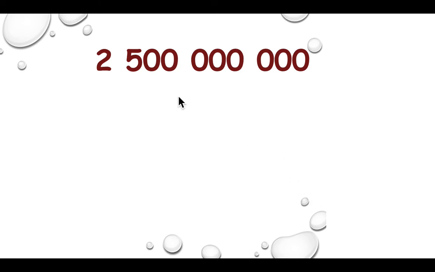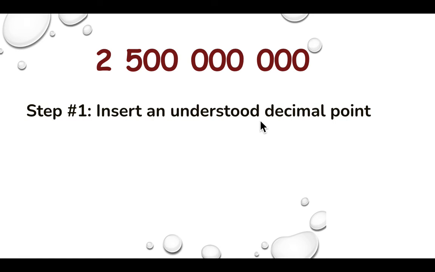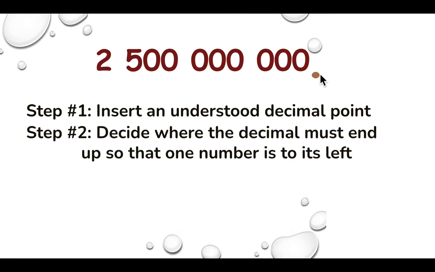So let's just write this large number, which I have conveniently spread out for you, in scientific notation. Right now it's in standard notation. How do you do that? Okay, first you insert an understood decimal point, which is right here. Then you decide where the decimal must end so that the number is to its left. Again, we want a number that is in between 1 and 10, and so it would have to end up here. Step 3, so we're going to do that. It's going to end up there.